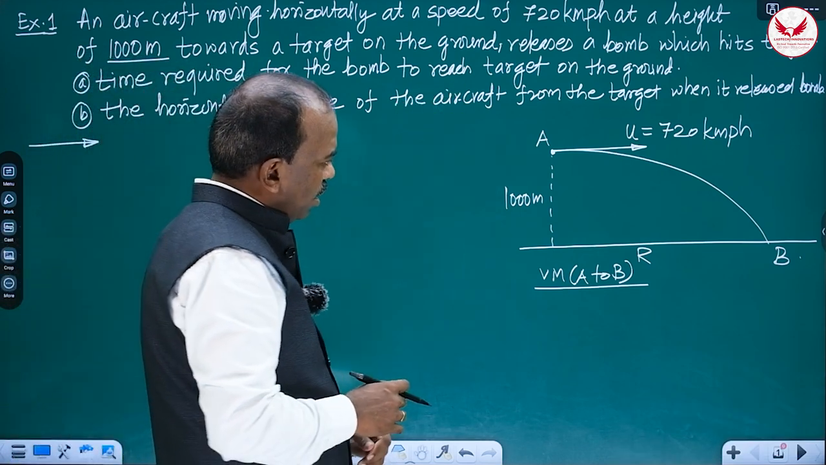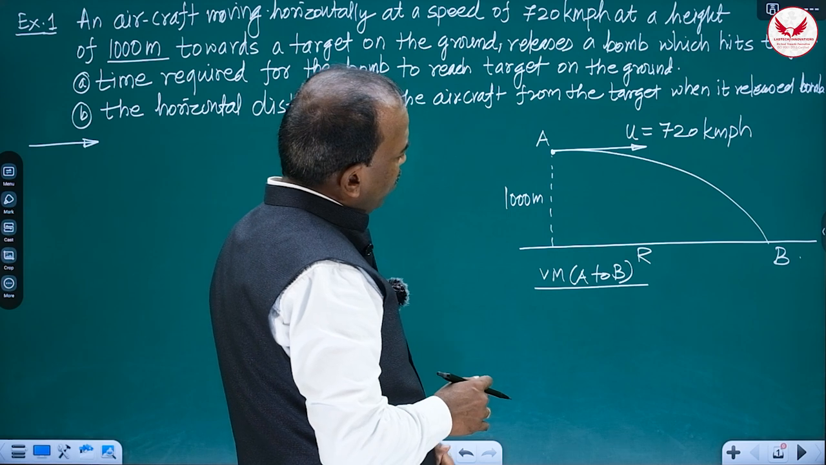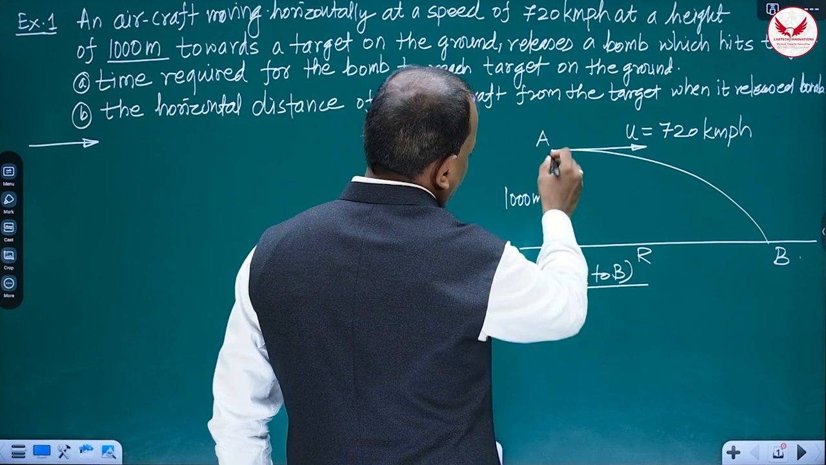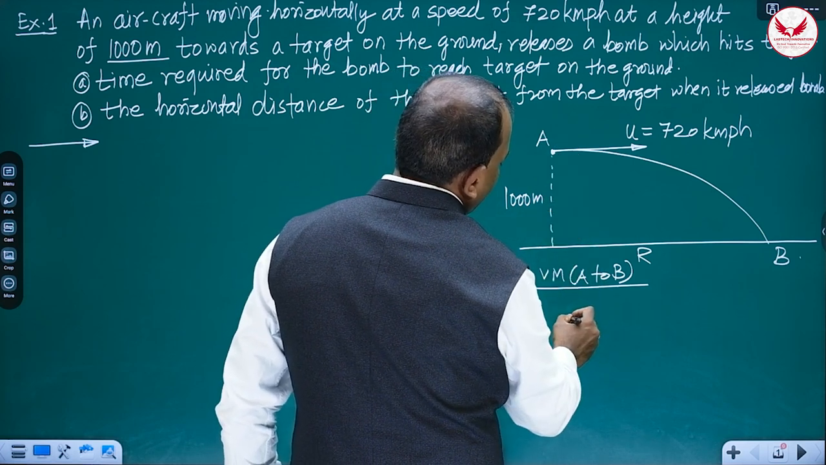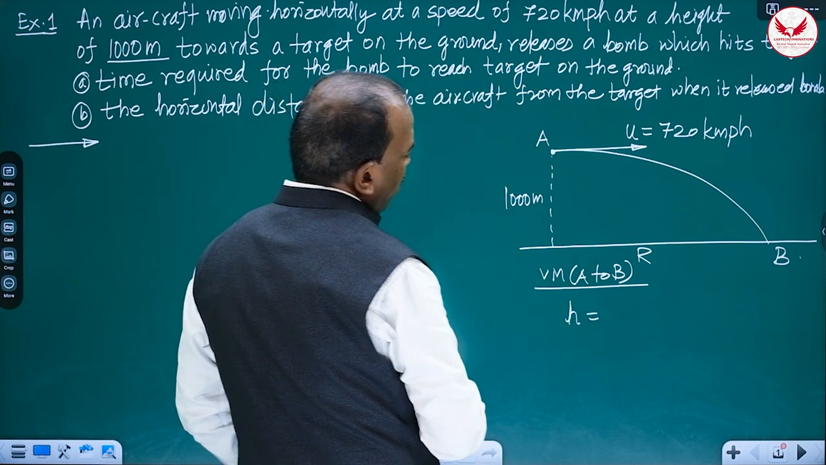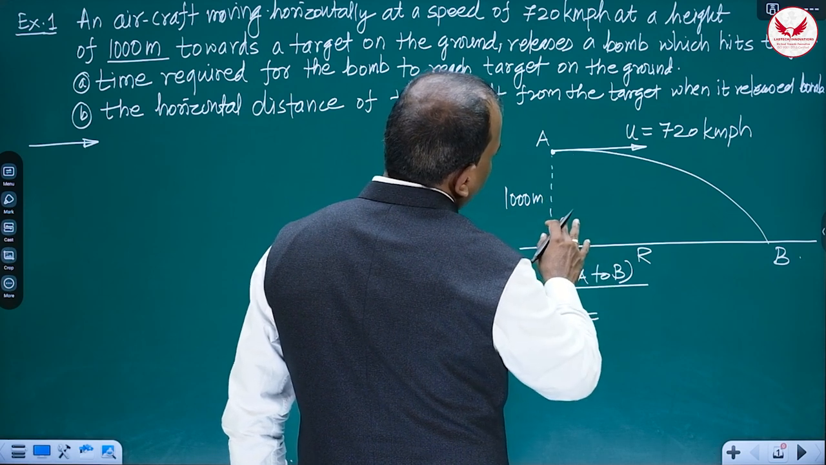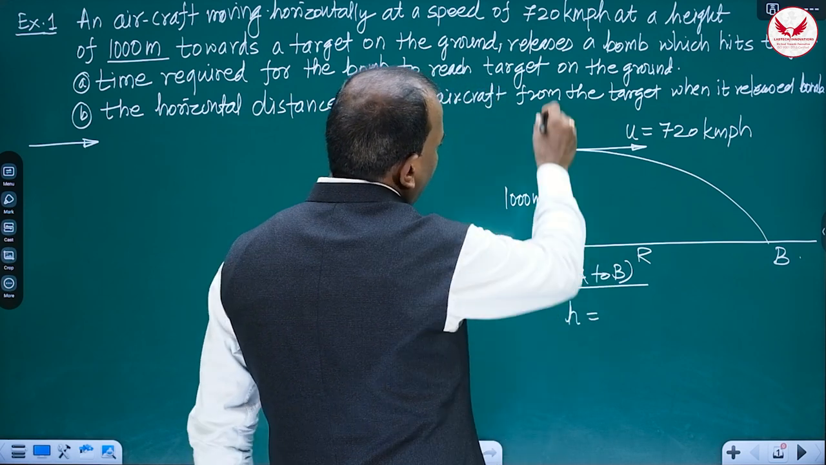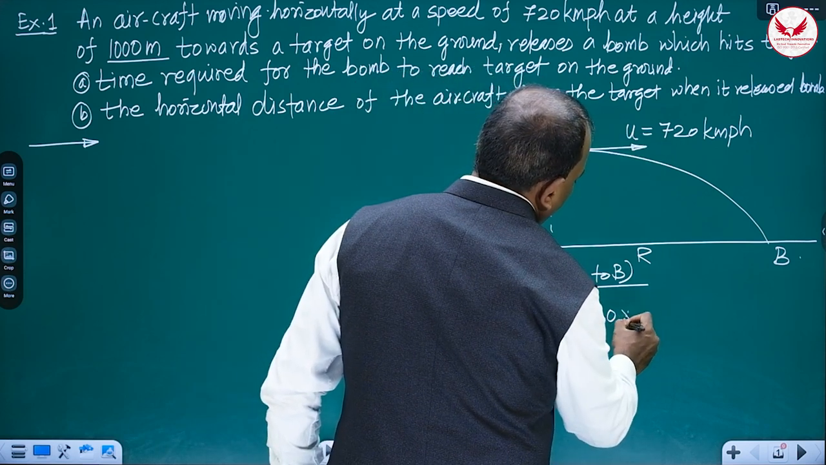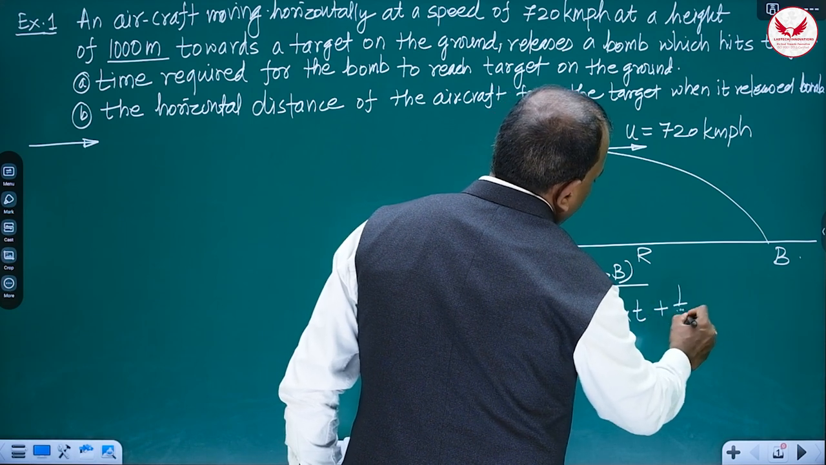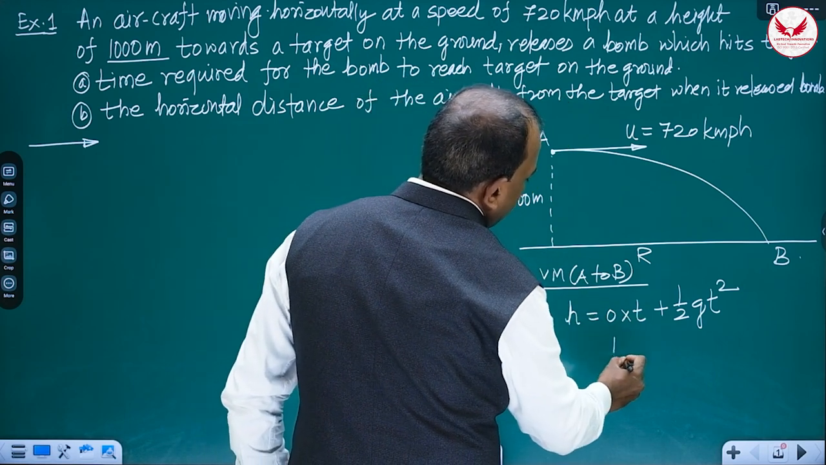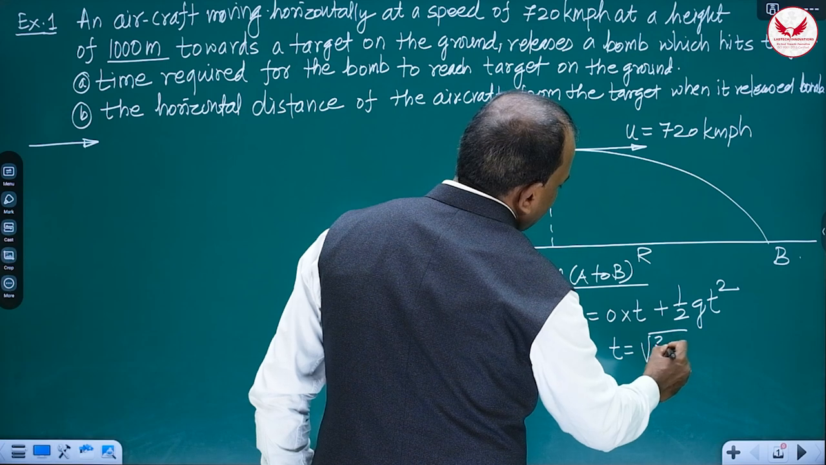From A to B, what is the vertical distance moved? If it is projected from height h in general, then the vertical displacement is h, that is s. What is the initial velocity in vertical direction? The velocity is horizontal, so in vertical direction the initial velocity is 0. So h = u t plus half g t square, which is very, very simple. With u equal to 0, t square is 2h by g, so the time of flight is t = under root 2h by g.